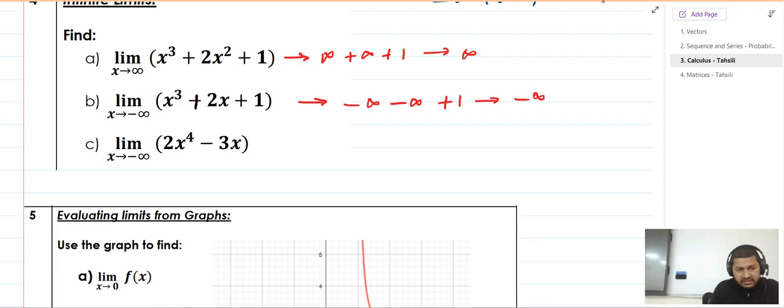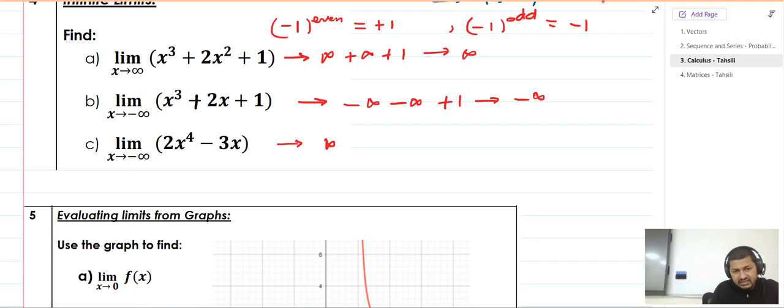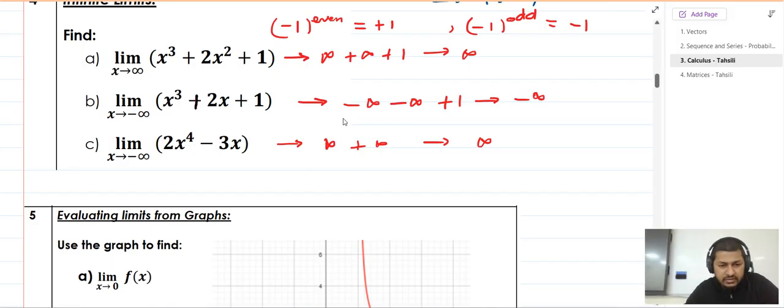We have negative infinity, right? We're substituting negative infinity, so we will get 2 times negative infinity to the power 4, because a negative number to an even power is positive. Remember, negative 1 to the power even is positive 1, and negative 1 to the power odd is negative 1. So remember these rules. That's what we're trying to do here. Negative infinity to the power 4, you should get positive infinity, and we're taking negative 3 times negative infinity, so another positive infinity. So infinity plus infinity is infinity. I hope you guys understood that.